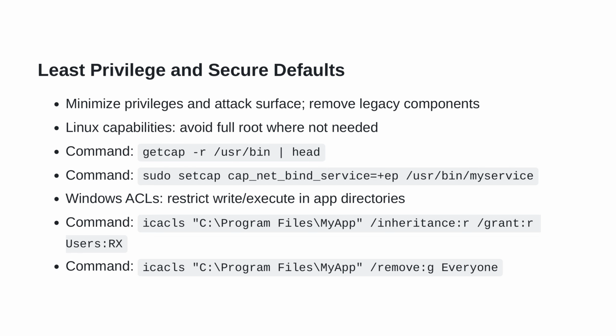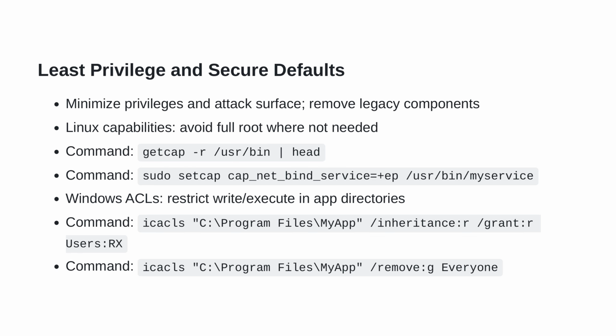Use getcap -r /usr/bin to see binaries already holding capabilities. If a service only needs to bind to a low port, grant just that. sudo setcap cap_net_bind_service=+ep /usr/bin/myservice. That lets it listen on 80 or 443 without running as root.